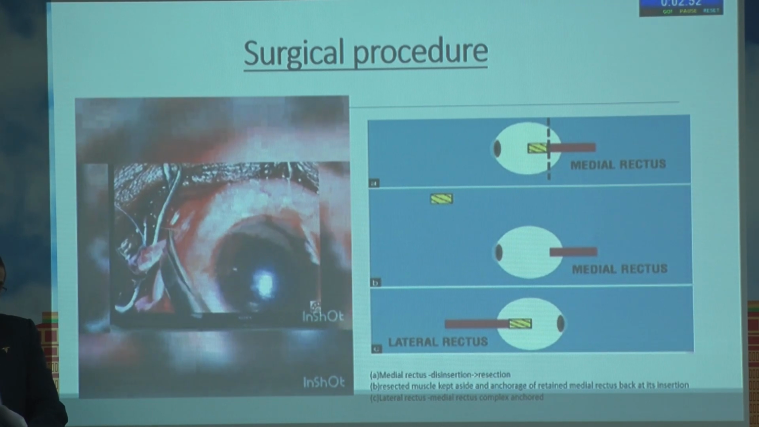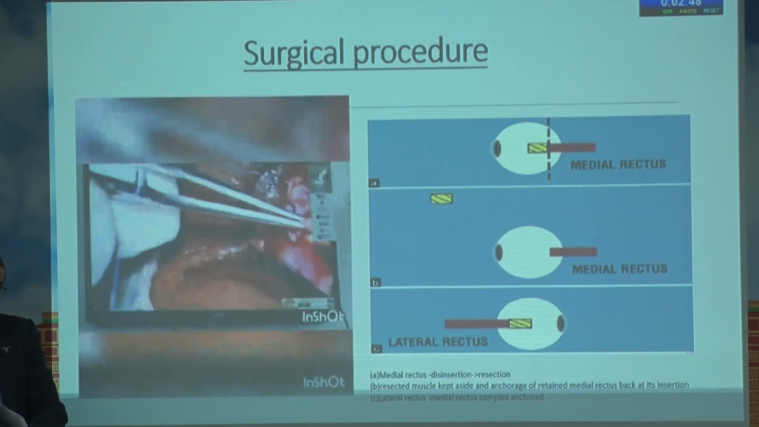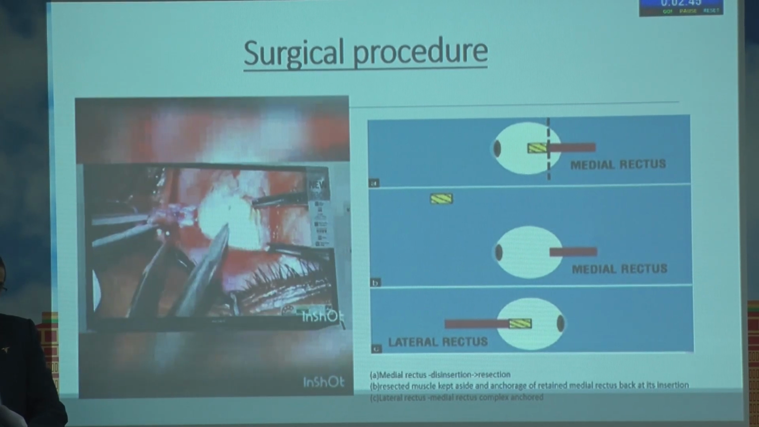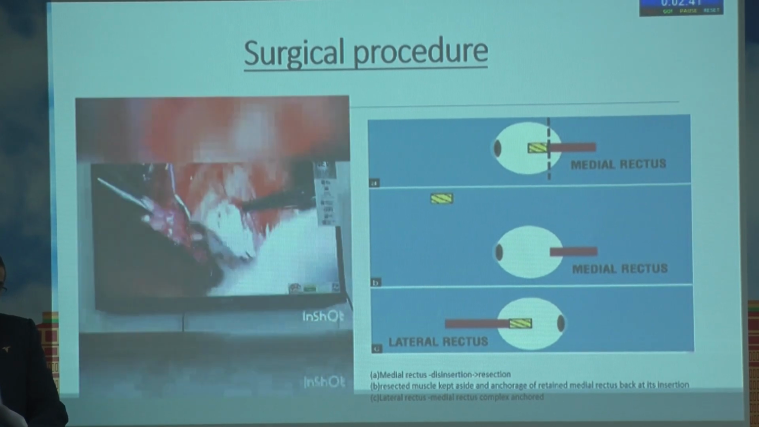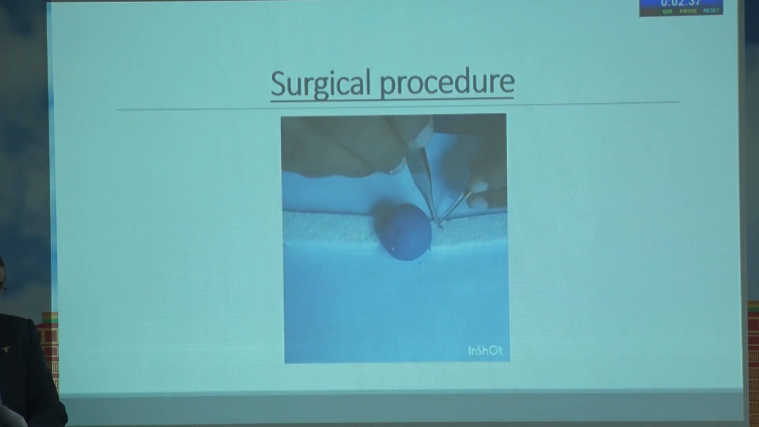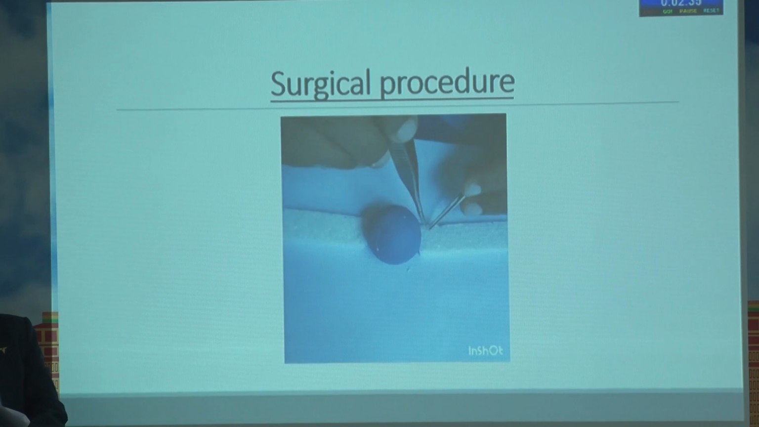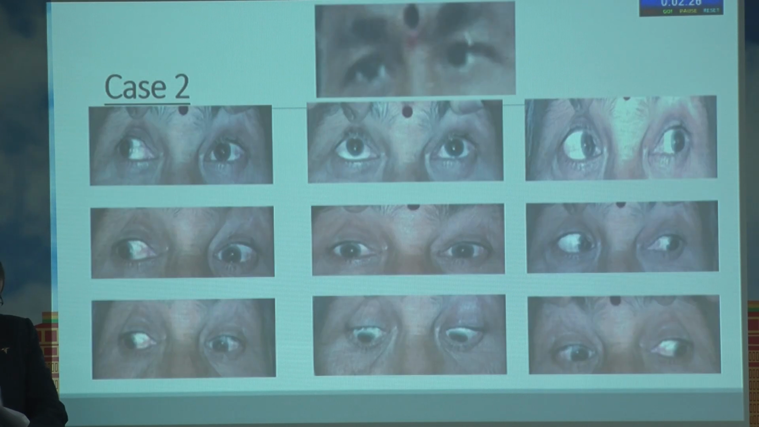The stump of the muscle which we have kept aside, the MR muscle, we are going to do an end-to-end anastomosis here. And finally, we are going to use 6-0 vicryl to suture it to the new insertion site. So this is the same thing on a clay model. So this is case 1. As you can see, she had a large exotropia. Post-operatively, it's ortho. So this was case 2 with large ESO.